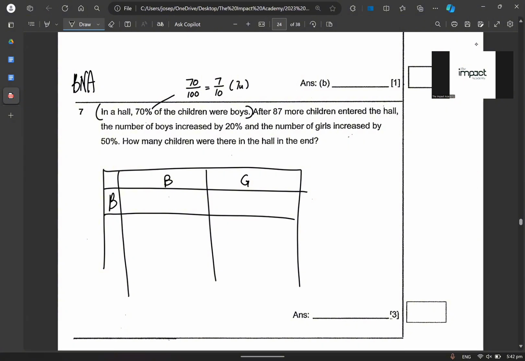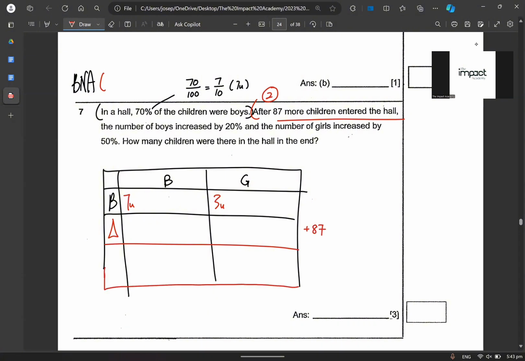What is my before for boys? You can see that the before for boys is actually how much? 7 units. Am I making sense? Girls is how many units? 3 units. Yeah, so go one by one. If you don't identify and break down your sentences, it is impossible, of course, right? How many children entered the hall? 87, right? Do I know how many boys? I don't know. So I just plus 87. Okay? Just put outside first.